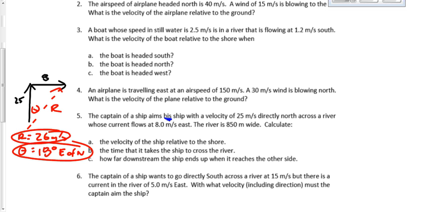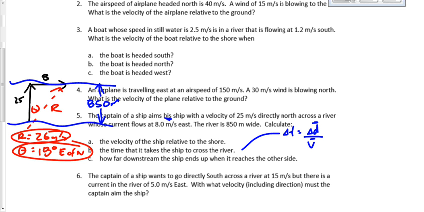What's the time that it takes the ship to cross the river? Here's the river. The river is 850 meters wide. Don't label that 850 on your vector diagram. Just label it kind of off to the side. What equation did we use to find this? Yep, V equals D over T. If we rearrange that, we get T is equal to D over V. What displacement do you want to use? Well, we only have one, right? So let's use the 850.